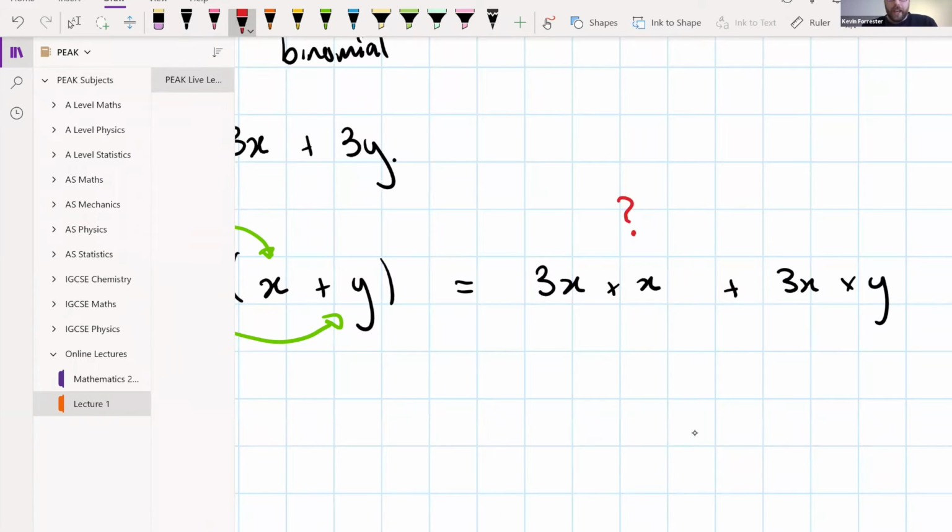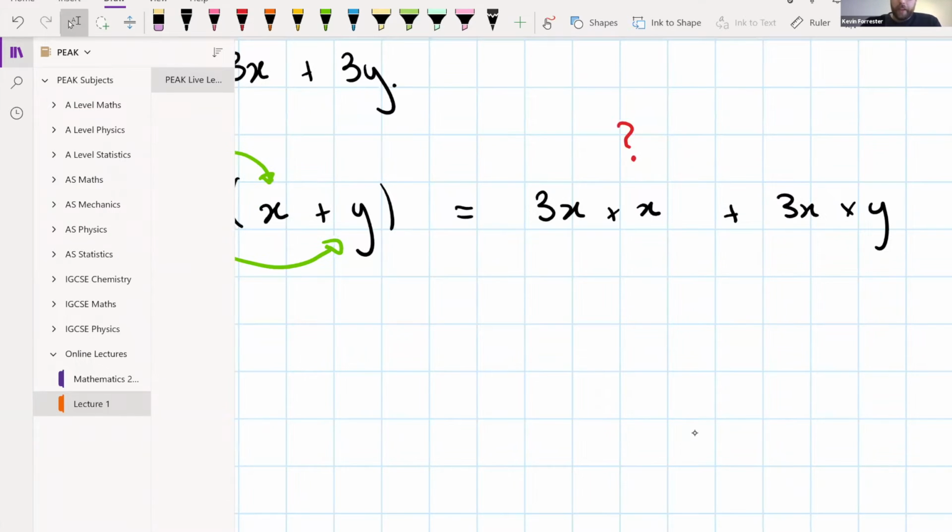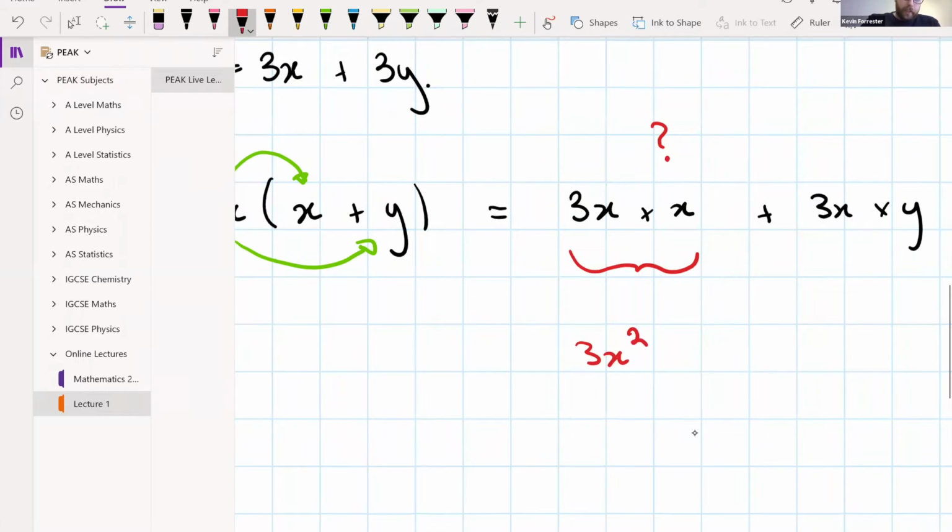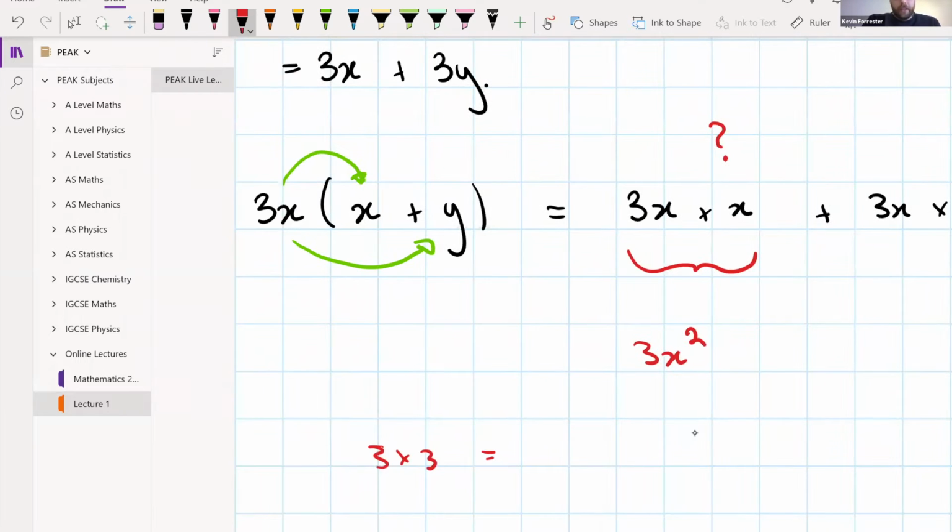If we have x times x, what does that mean? Can we write that in a different way? And we can. We can write that as 3x squared. Because if you have, say for instance, 3 times 3, that is the same as saying 3 squared. So if we have x times x, that is the same as x squared. So here we've simplified our term by combining our variables into a singular term.